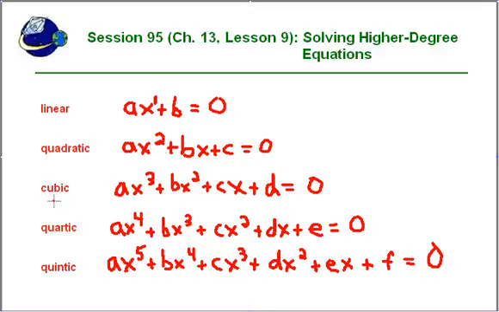In our cubic equations, the most solutions that we can have for any individual cubic equation would be 3, because that's the degree of the equation itself. In our fourth degree equation here, our quartic, the most solutions that we can have would be 4, and in our last one, our quintic, we can have up to 5 solutions. And remember, the number of solutions that we can have corresponds to the degree of the equation itself.